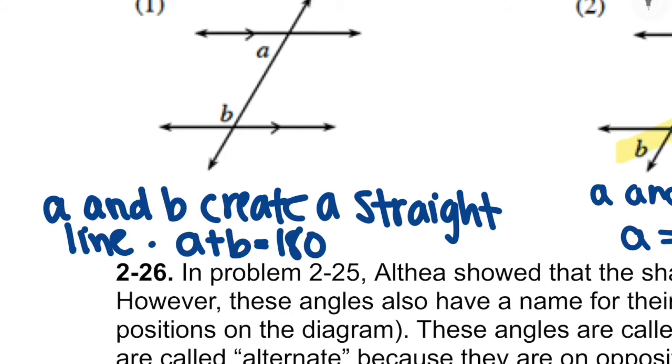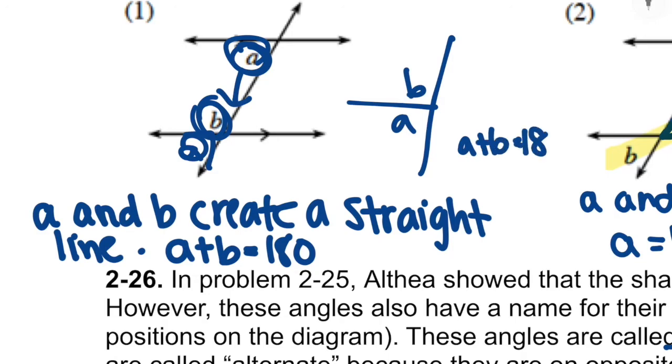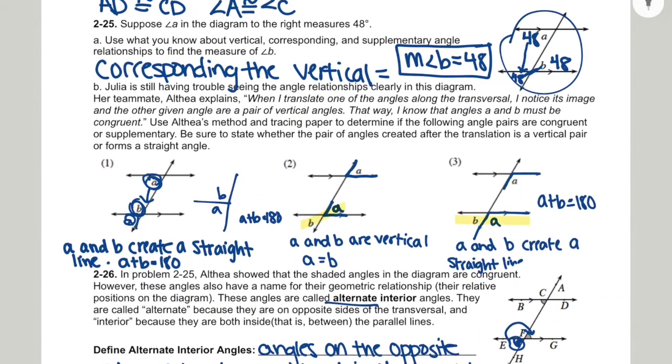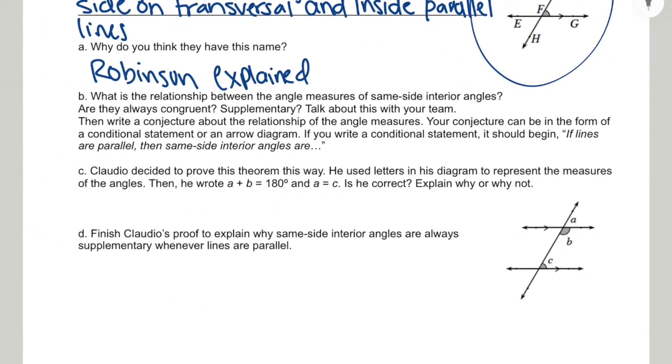So if I erase everything, this A and this B will also be 180. So same side interiors will always have that option where you can take this, move it all the way down, and then you're creating this straight line with A and B. So A plus B will always be 180. So going back, we're saying here, if lines are parallel, then same side interior angles are supplementary because that adds to 180.